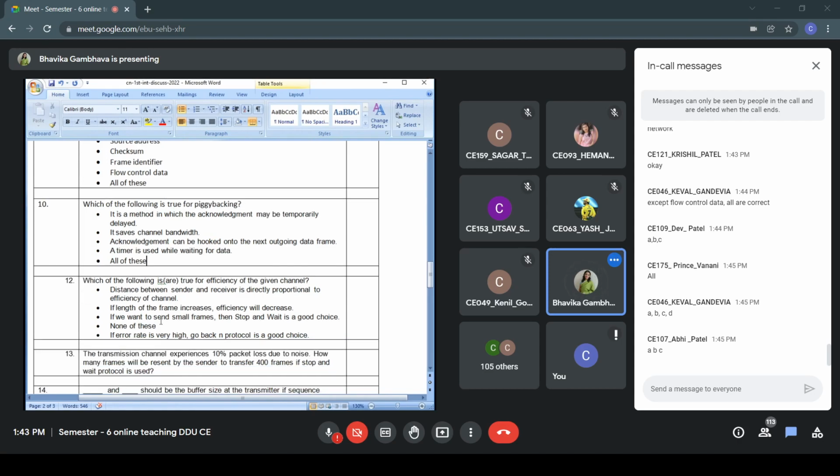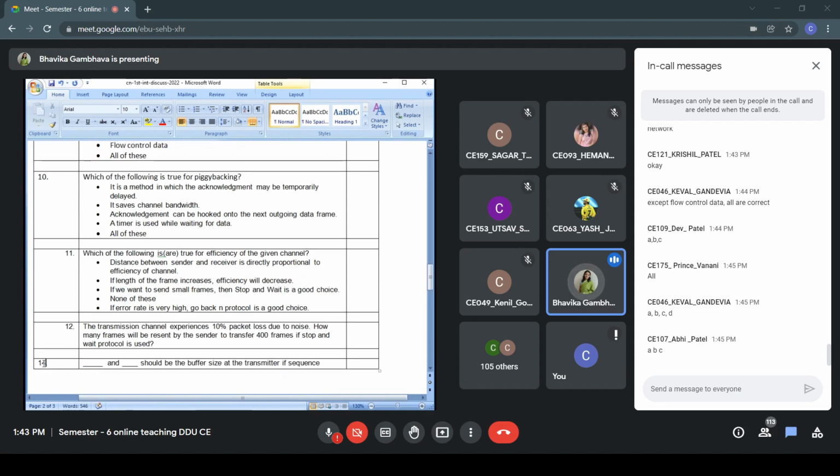Okay. Read the next one carefully. Now it is not directly related to any protocol or anything, but that is more like common sense and how you apply the logic. So which one of the following is true for efficiency of the given channel?